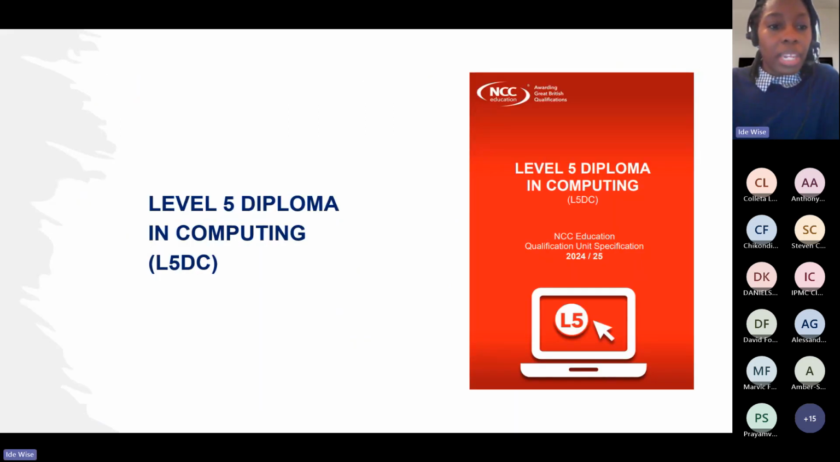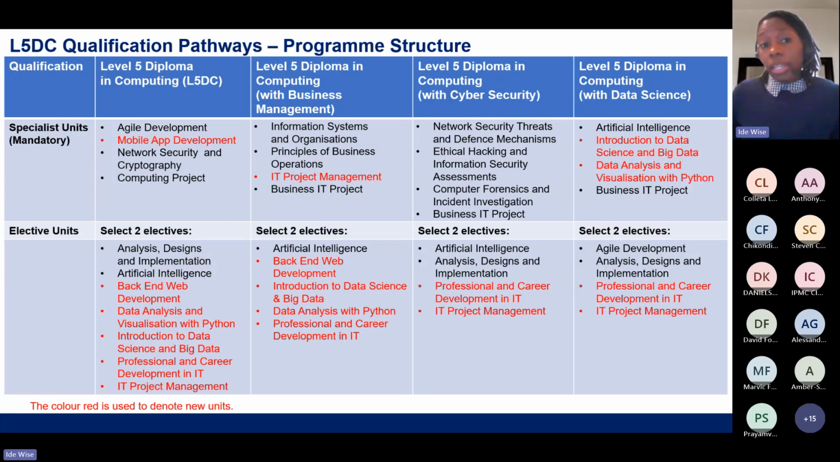So now let's take a look at the level 5 diploma in computing. As I stated earlier, there are now 4 pathways. Regardless of which pathway, the students must complete 6 units, 4 are core and 2 are electives. But when we say electives, they still need to complete 2 of those. So if we have a look at the level 5 diploma in computing, you can see there's quite a lot of new units there, especially in the electives, plus the mobile app development is new.